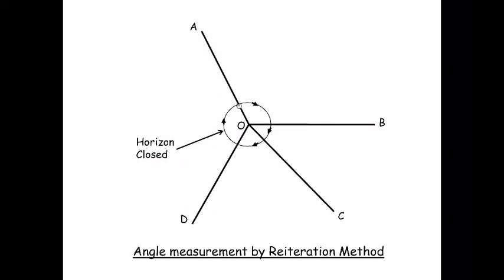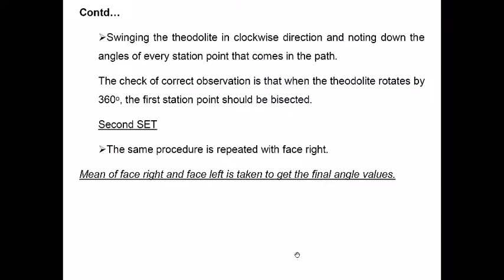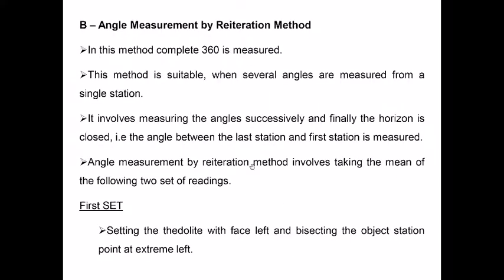Now, initially you set the angle equal to 0 at the point A. When you complete the whole circle, your instrument now should give you 360 degrees. If it doesn't, it means that there was some error in the measurement. Now, this process is called the reiteration method, in which you close up the horizon and you do a complete 360 degrees. This method is preferred when several angles are to be measured from a single station.